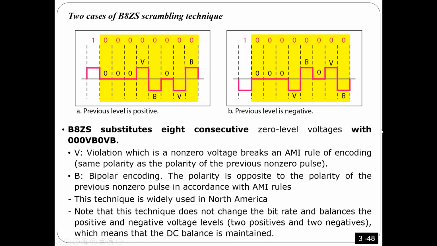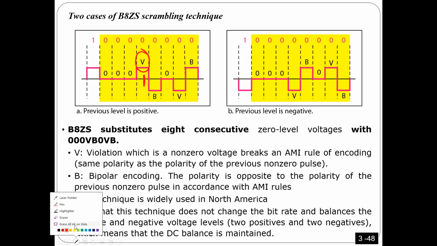This one is going to be opposite. By the way, we call this one violation because this is going to violate the rule of AMI. What rule is it? This also relates to how the receiver can know this is not a one, because the receiver may be confused and think this is one. How can the receiver know?